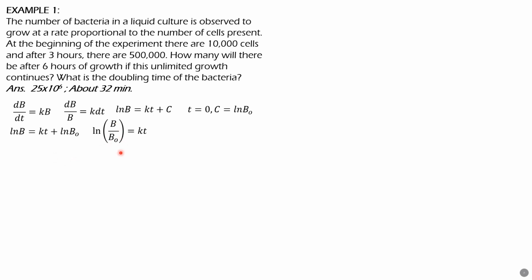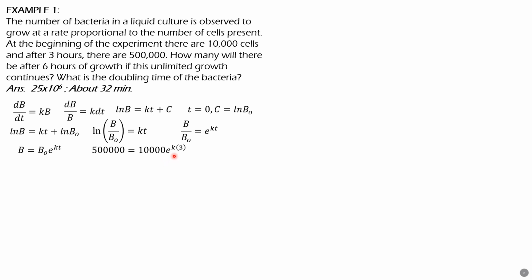Therefore, B over B sub 0 equals e to the kt, and the relationship for the number of bacteria present at any time is equal to the number of bacteria at the start, times e to the kt. That's the formula. So after 3 hours, 500,000 equals 10,000 e to the k times 3.